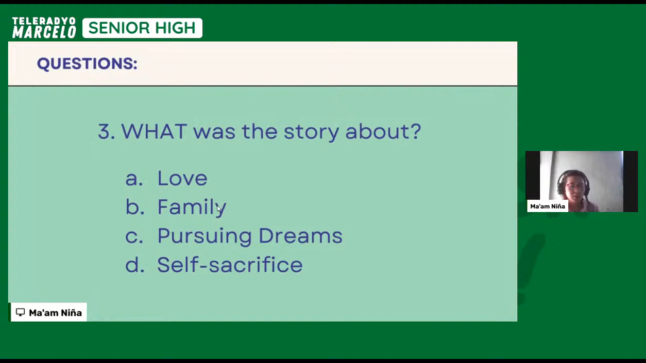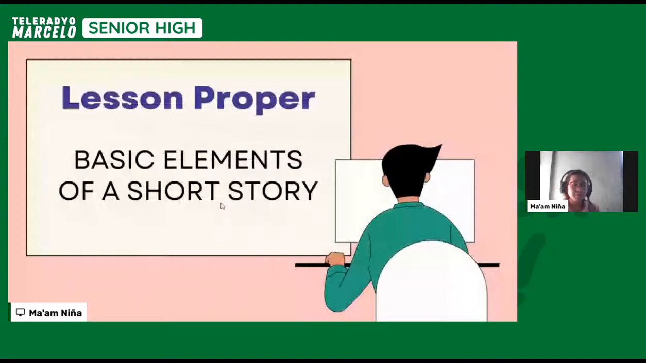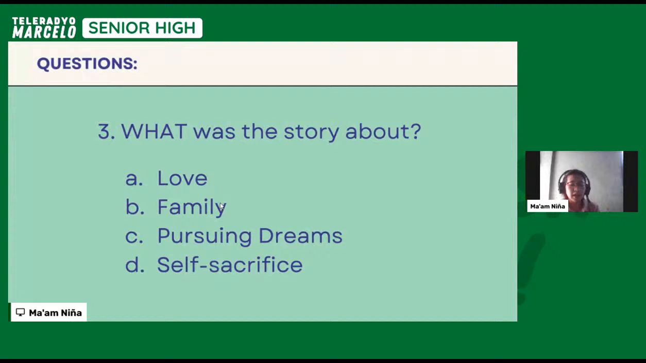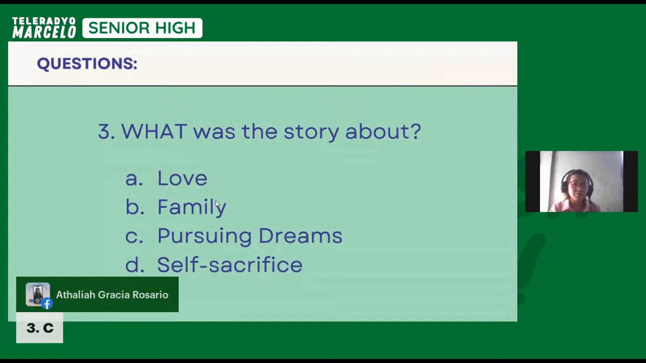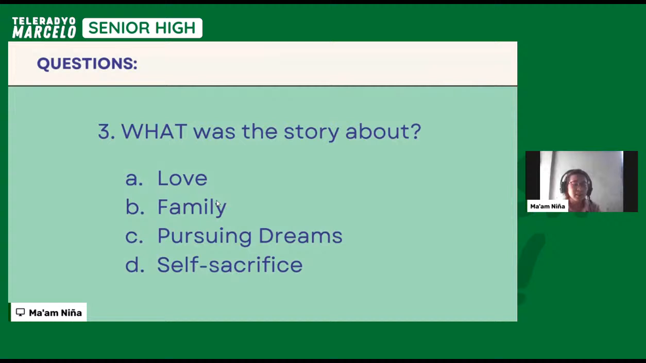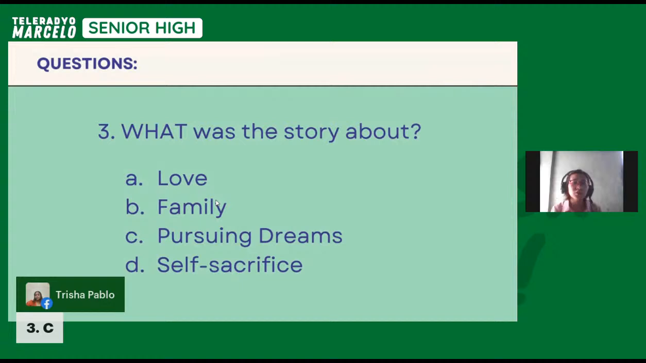You may just type in the letter of your answer. Is it A, love? B, family? Or C, pursuing dreams? D, self-sacrifice? What do you think is the answer? Just type in the letter of your answer in the comment section. Okay, some say it's letter C. Some say it's B. So let us see. Actually, the correct answer here is letter C, pursuing one's dream, because all of the sisters have their own dreams that they wanted to pursue. But there are, of course, some challenges along the way as they pursue their dream.